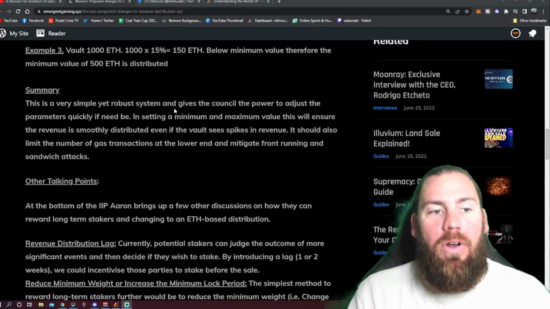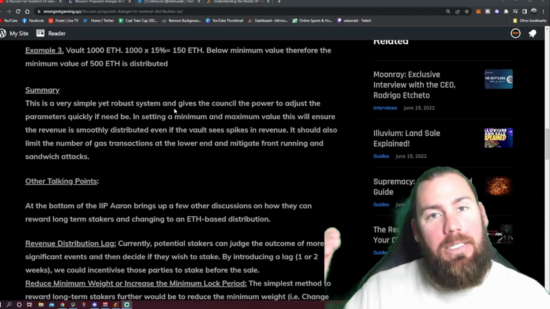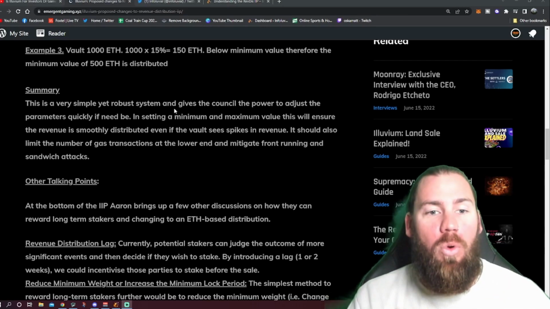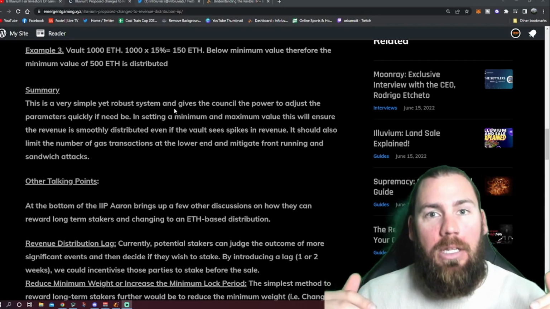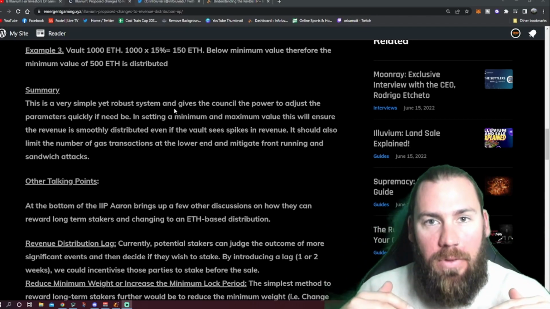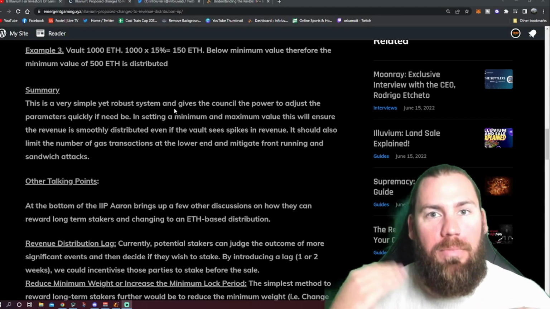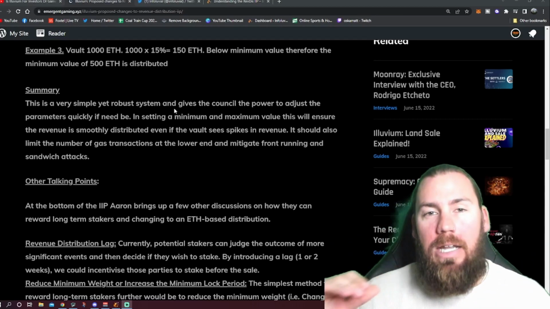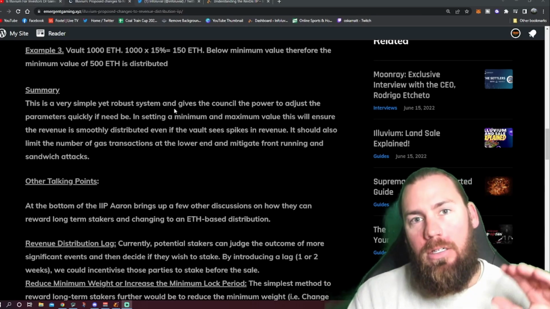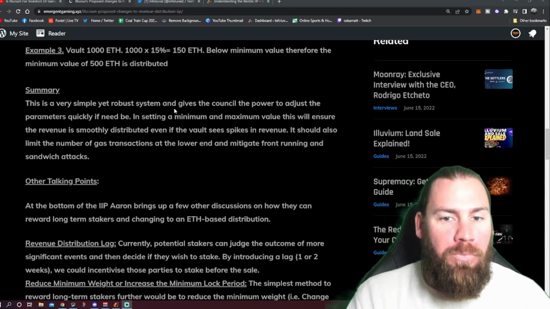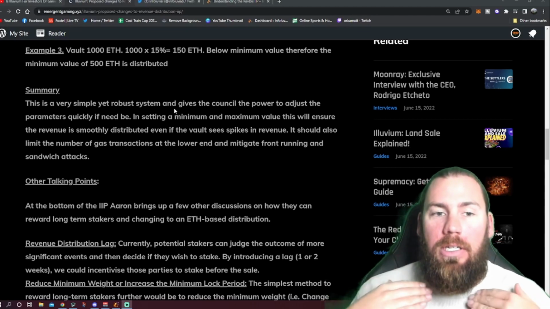In summary, this is a very simple yet robust system and gives the council power to adjust these parameters if it isn't working. So essentially if 5,000 is too much or too little, they can up that to 10,000 or whatever they feel is right. Same with 15%, they can change that to 20 or 10. It did start at 20 on Aaron's original draft, but they must have, in their meetings, decided to drop that down to 15. In setting a minimum and maximum value, this ensures that the revenue is smoothly distributed.